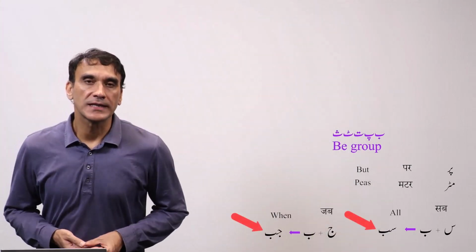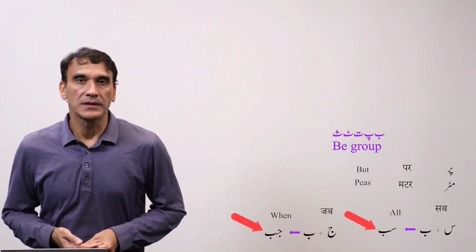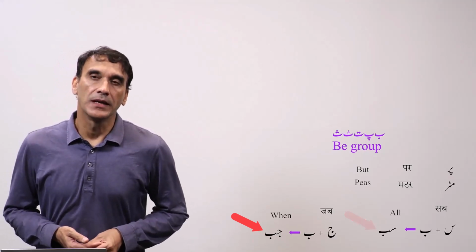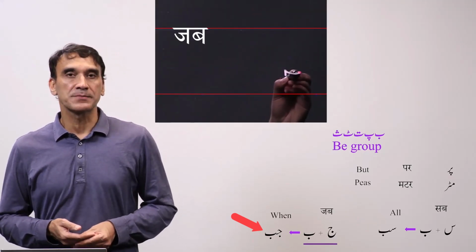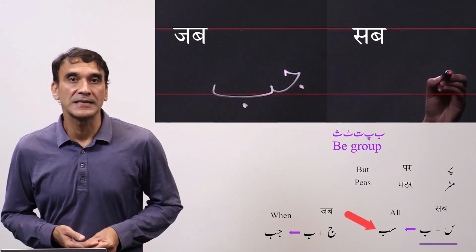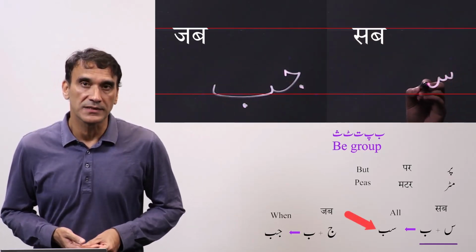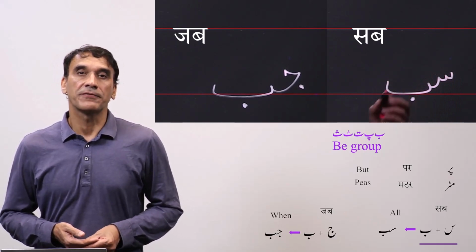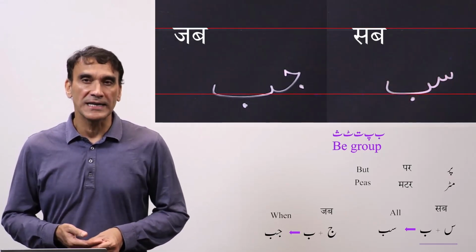In the next 2 words, the letter Be takes the final form. The words are Jab and Sab. In Jab, the spelling is Jeen plus Be, representing J and B sound. And in Sab, the spelling is Seen plus Be, representing S and B sounds. You can see that the final form looks very similar to the detached form.